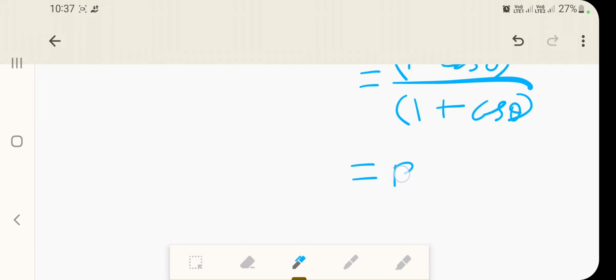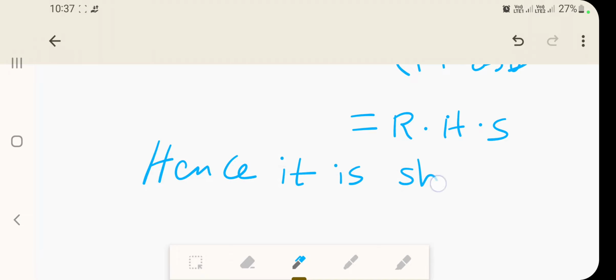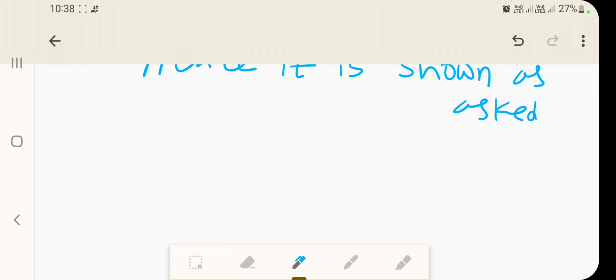This is our RHS. Hence we can write that LHS is equal to RHS, hence it is shown as required. You can write, hence it is shown as asked. This is problem number 2 of exercise 11.4.